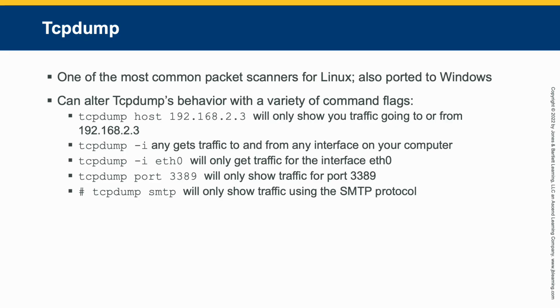The command flags could be: tcpdump host 192.168.2.3 will only show traffic going to or from 192.168.2.3. tcpdump -i any gets traffic to and from any interface on your computer. eth0 will only get traffic for the interface eth0. Port 3389 will only show traffic for port 3389. So I would suggest you give it a try when you're working in your labs in computer forensics.